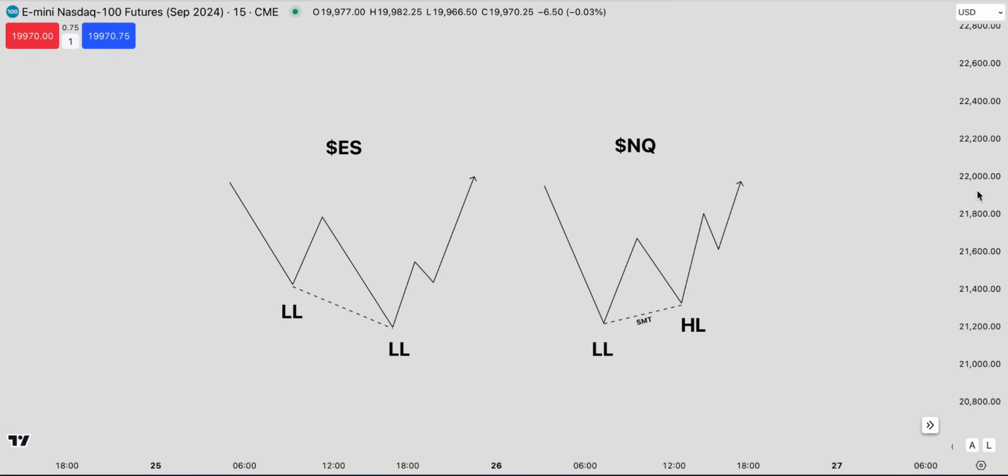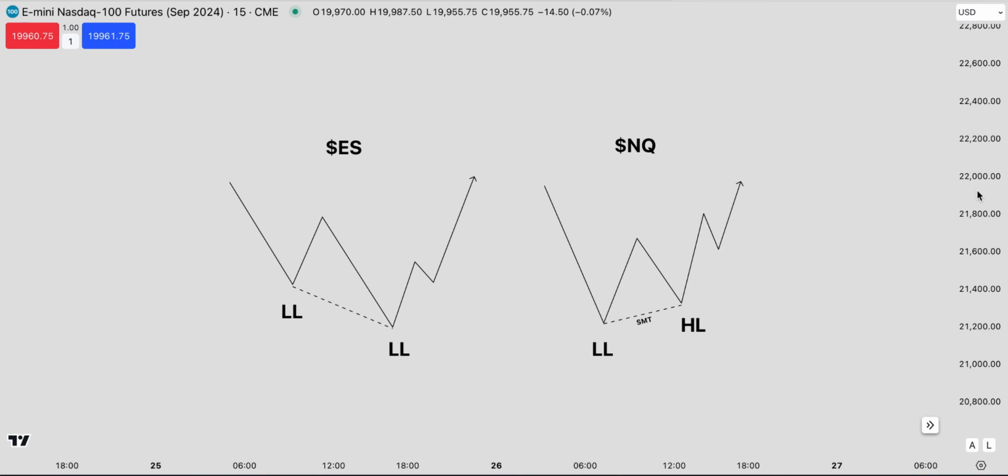Okay, so starting off, an SMT is literally short for smart money technique. Now what this basically means is it's a divergence between two correlated assets. So we have ES, which is S&P 500, and we have NQ, which is Nasdaq. You also have YM, which is the Dow, but I don't tend to look at that asset because it's not as correlated as these two pairs are, so I tend to stick to only these two pairs.